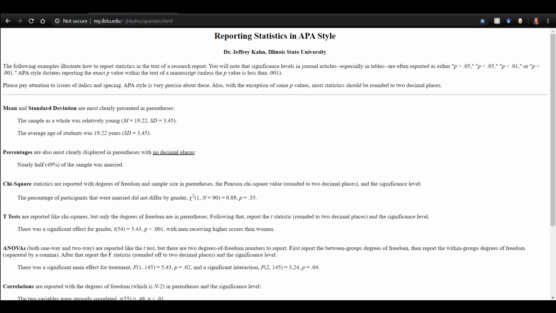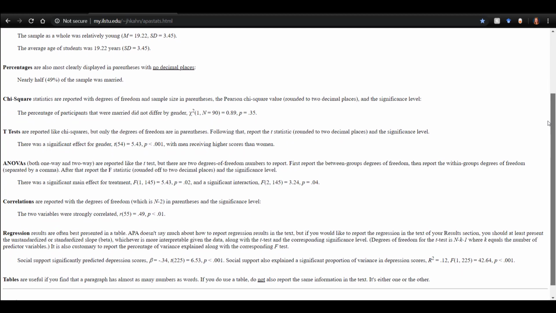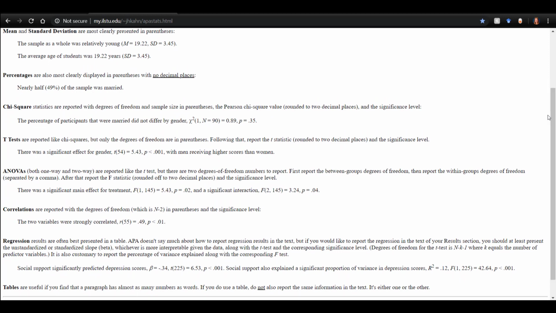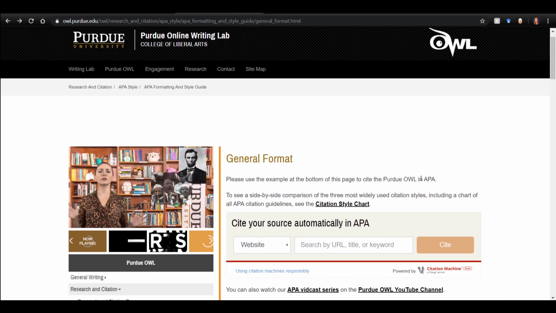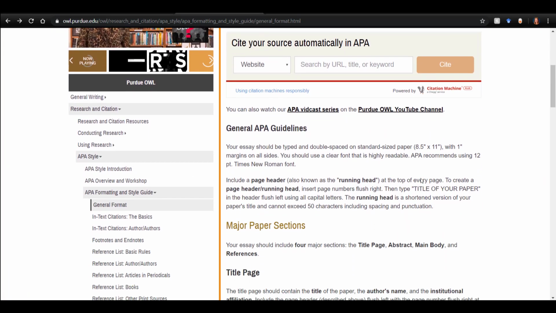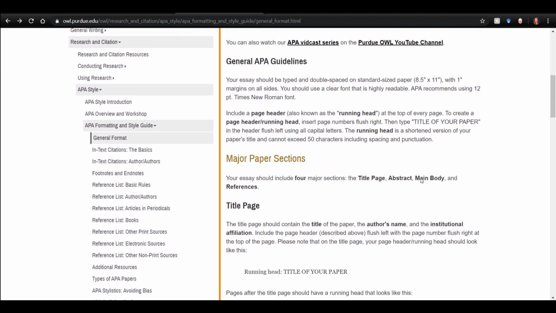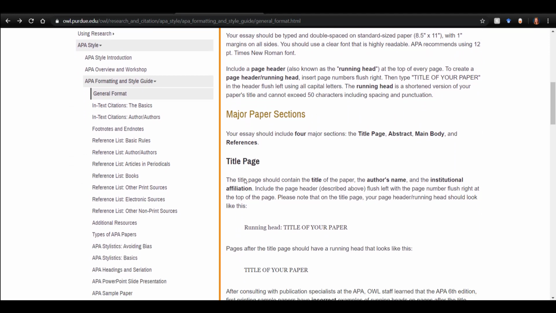The first of those resources is Reporting Statistics in APA. On this page, you'll see examples of how to report any of the analyses that you may be doing in this class in APA format. The second resource is the Purdue OWL. The Purdue OWL is a wonderful resource for all the different citation styles. For APA, it even starts with how do you format a paper in APA? What do your section headers look like? How do you format a title page? What does the running heading look like?